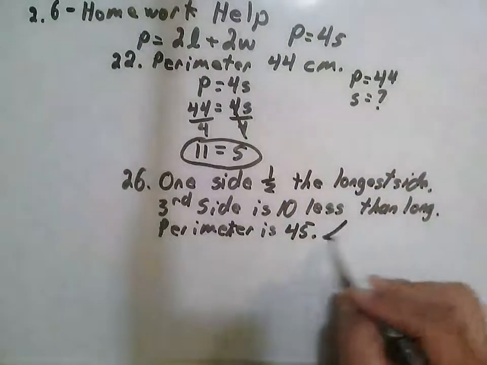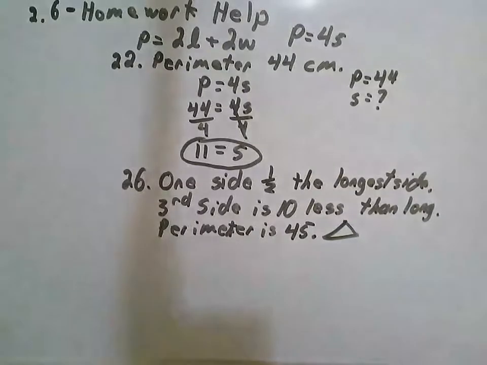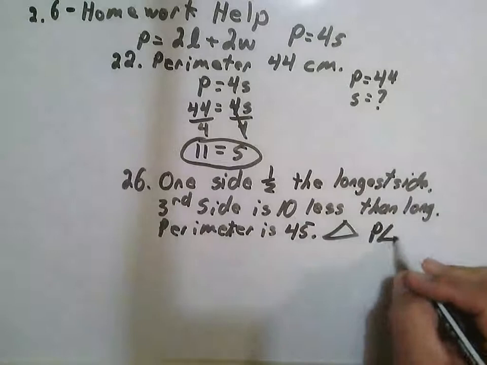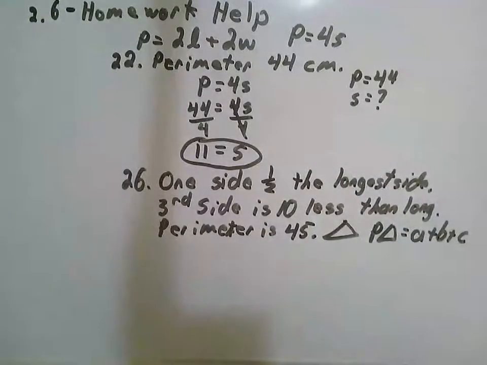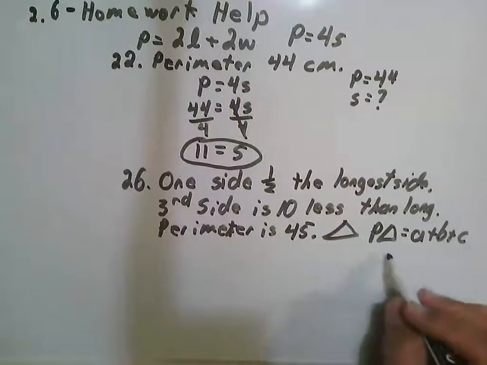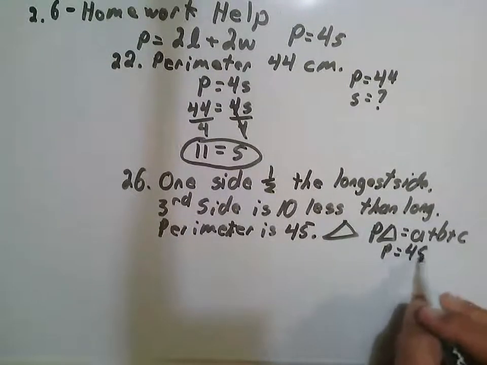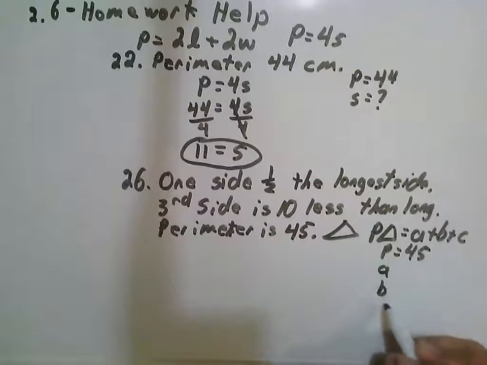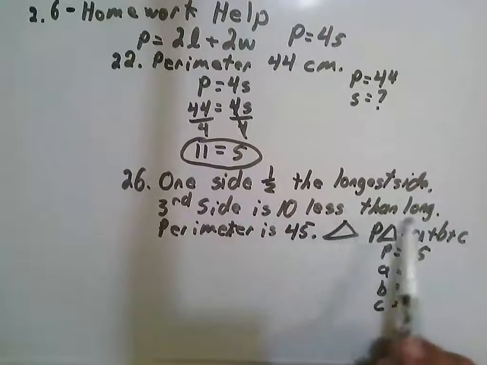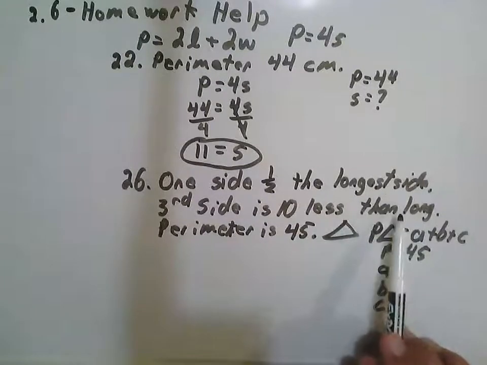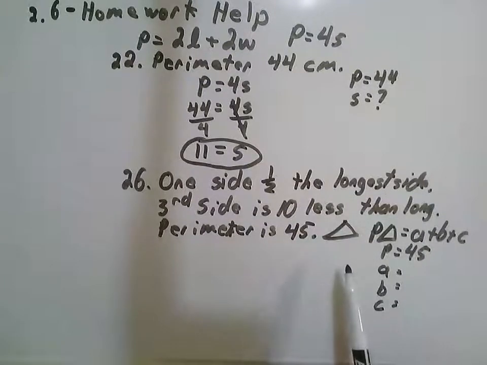Now, because this is actually talking about a triangle, I have a different formula. My perimeter for my triangle is A plus B plus C, and I think I covered that a little bit briefly. But anyway, I'm going to list my knowns, so I know my perimeter is 45. And then I have my A, my B, and my C. So there's going to be one thing that we know nothing about. If I look at this, I know that one side is half the longest, and the other one is 10 less than the longest. So basically, anytime they reference two things, that is going to be the item that you don't know.